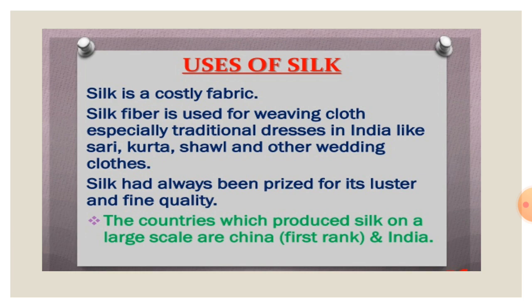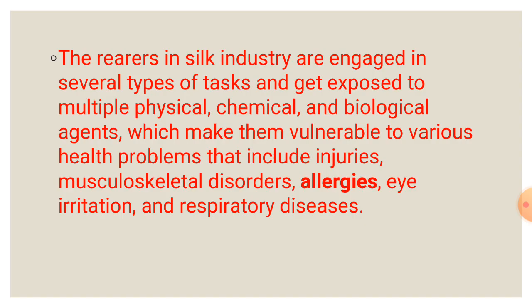Now we are coming on to the uses of silk. It is a costly fabric, as I told you earlier. It is used for weaving cloth, especially traditional dresses in India like sari, kurta, shawl and other wedding clothes, costlier ones. It had always been prized for its luster and fine quality. The countries which produce silk on a large scale are China and India. First rank goes to China and then India.